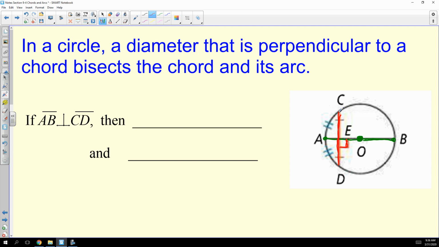Then what we know is that segment CE is congruent to segment DE. That's what's being cut in half. But we also know that arc CA is congruent to arc DA. We're bisecting the chord, but we are also bisecting arc CD. We're splitting it in half into two congruent parts right there. Okay?